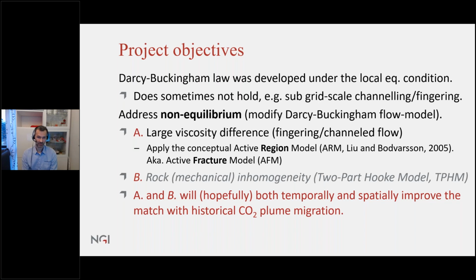So the first aspect, A here, was to address the large viscosity ratio between the fluids, which can result in fingering or channeling in a porous media, by using something called the active region model, a model by Liu and Dicarlo from 2005. I'll give a short 20-second introduction to that in the next slide.